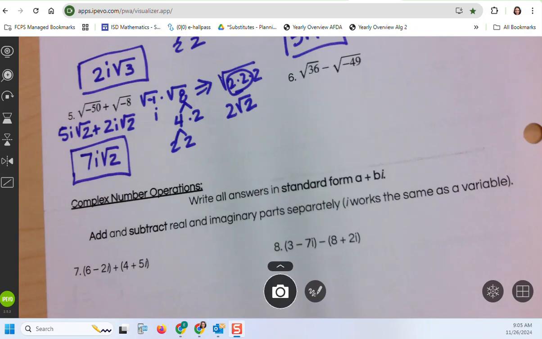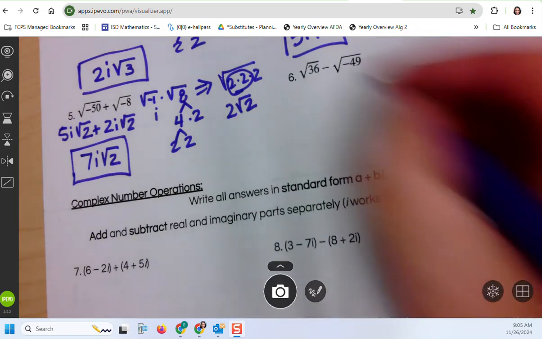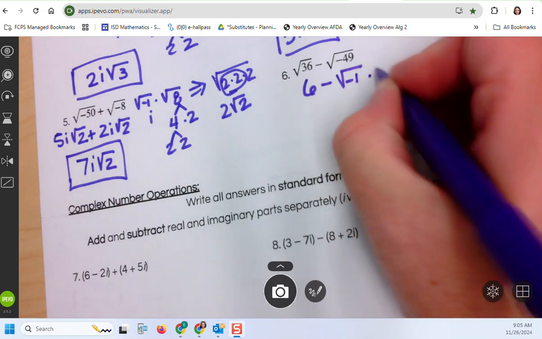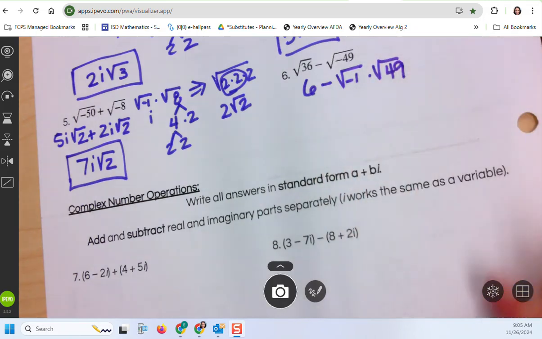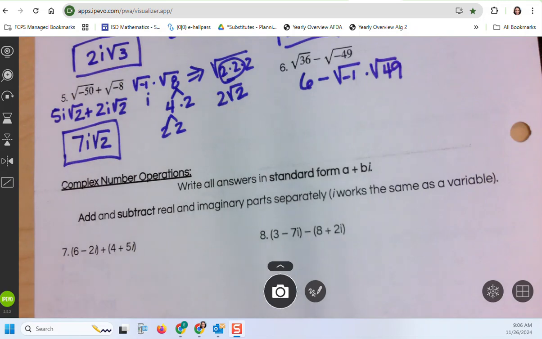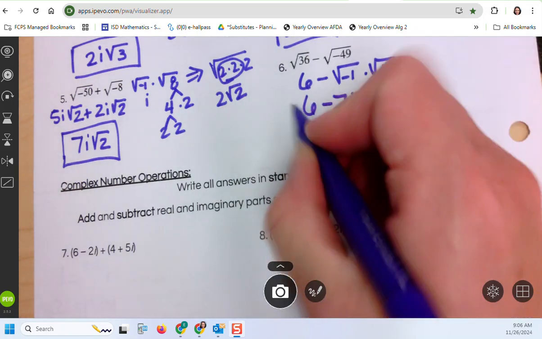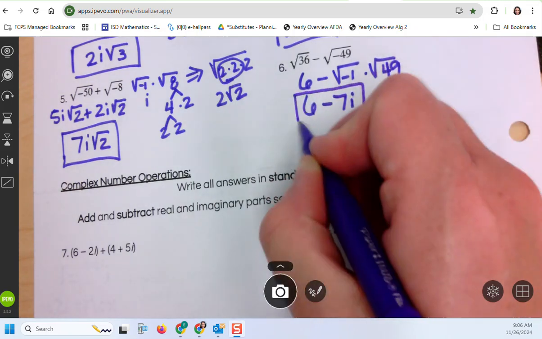All right, in number 6, do both terms get an i? No, right? Because you see how one of them's real? Square root of 36 is just what number? It's just 6. So I have 6 minus, and I'm going to split this one up into the square root of negative 1 times the square root of 49. What's the square root of negative 1? i. What's the square root of 49? 7. So I have 6 minus 7i. And those are not like terms because one has an i and one doesn't. So you're just done there.